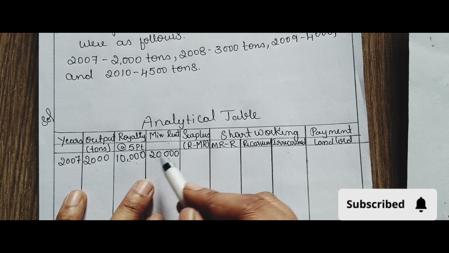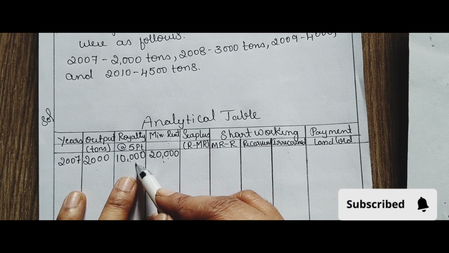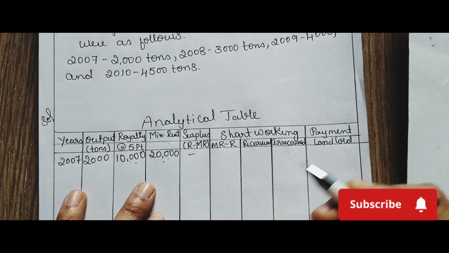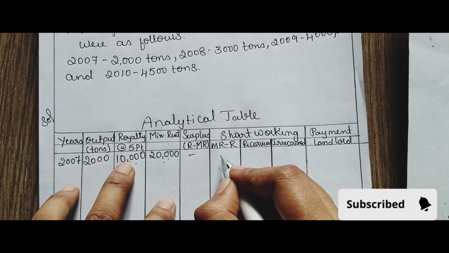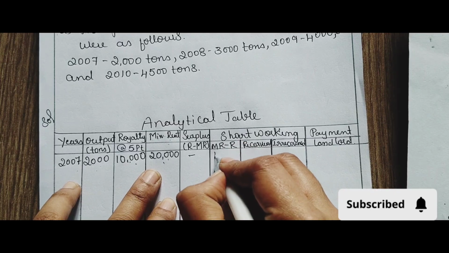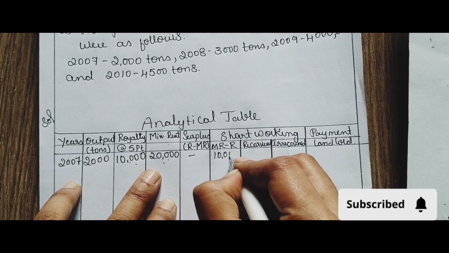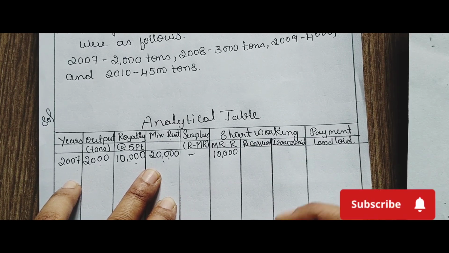Minimum rent is more than the royalty, so there is no surplus. But you have short working because your minimum rent is more than the royalty, so 10,000 is your short working.